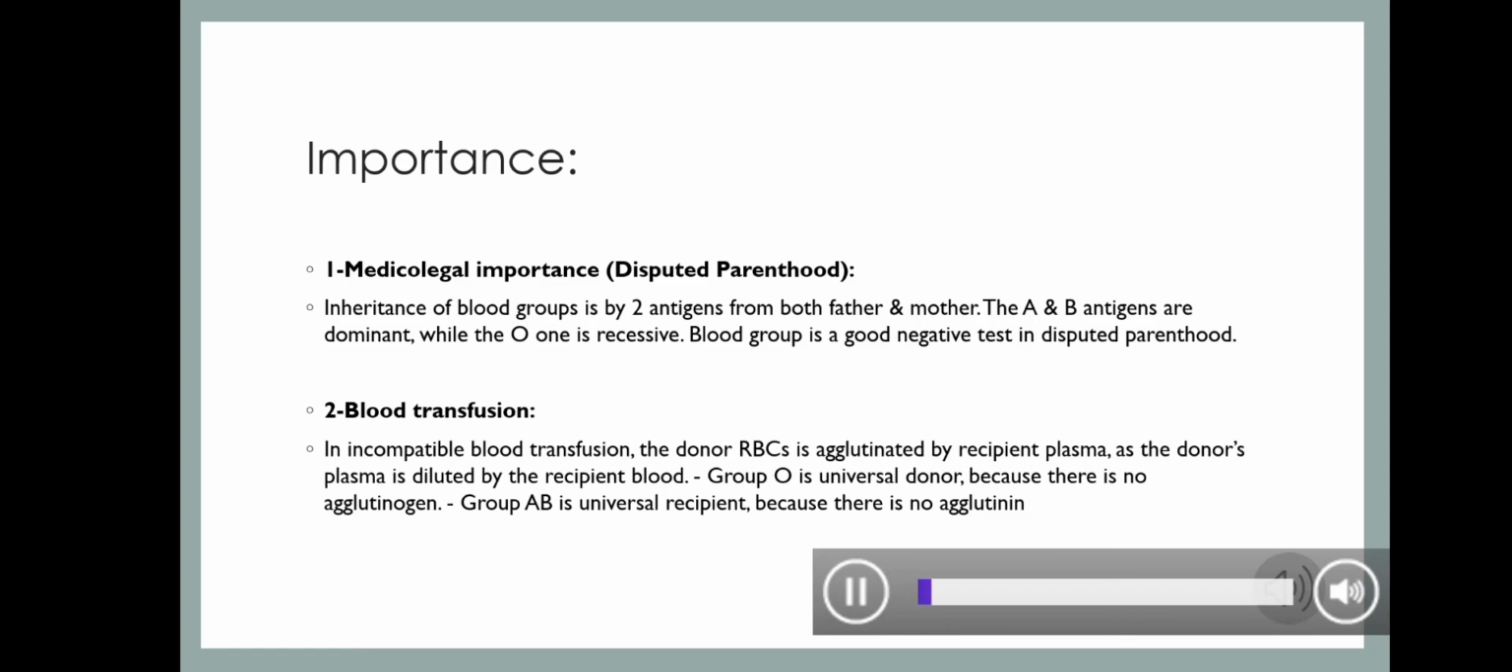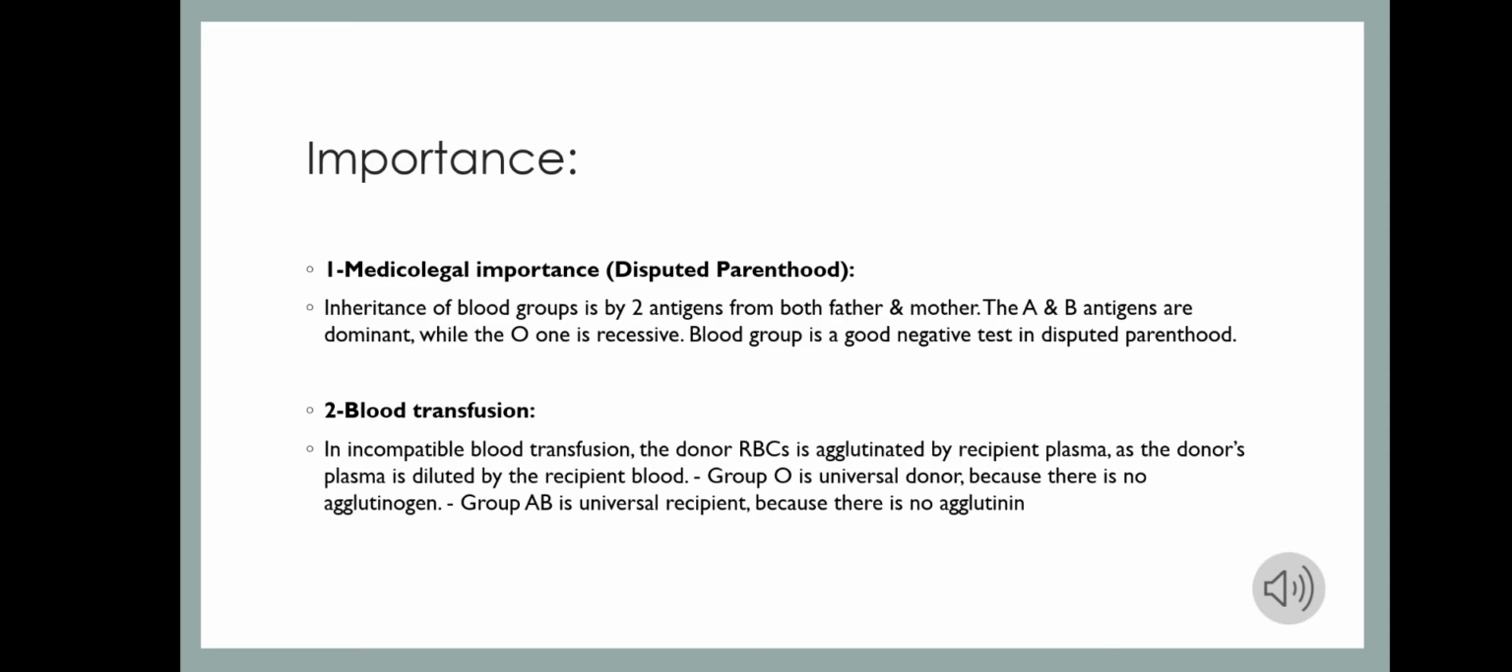بعد كده هنتكلم على الامبورتنس بتاع البلاد جروبس. عندي تو امبورتنس، عندي الميثودولوجيكال امبورتنس والبلاد ترانسفيوجن. الميثودولوجيكال امبورتنس بنقول ان الانهيرتنس بتاع البلاد جروب بيبقى باي تو انتيجين، واحد من الاب وواحد من الام. عندي الاي والبي انتيجينز دول ار دوميننت، لكن الاو ده بيبقى ريسيسيف.